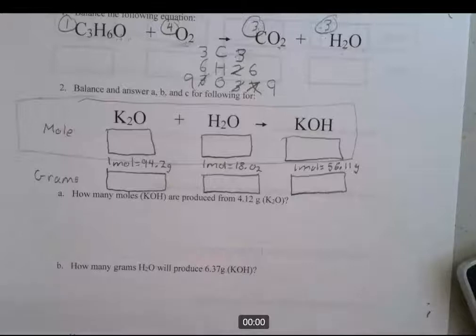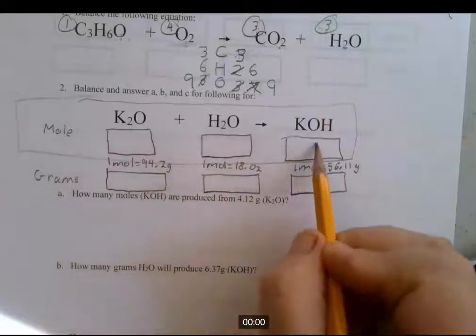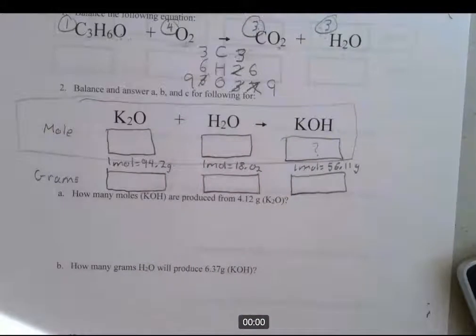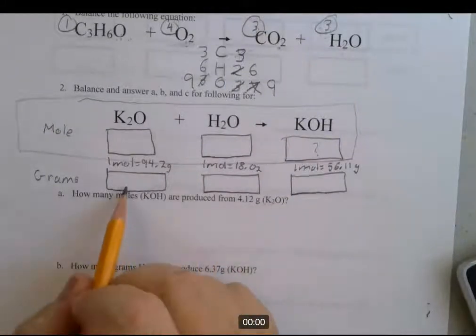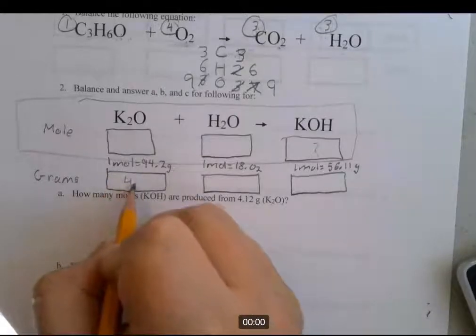All right, let's go ahead and get started with the first problem here. How many moles of KOH? So let's find that. It's in the moles row and it's KOH, so put a light question mark there. Are produced from 4.12 grams of K2O. So grams is out here in our world. It's something that we weighed. So we have 4.12.